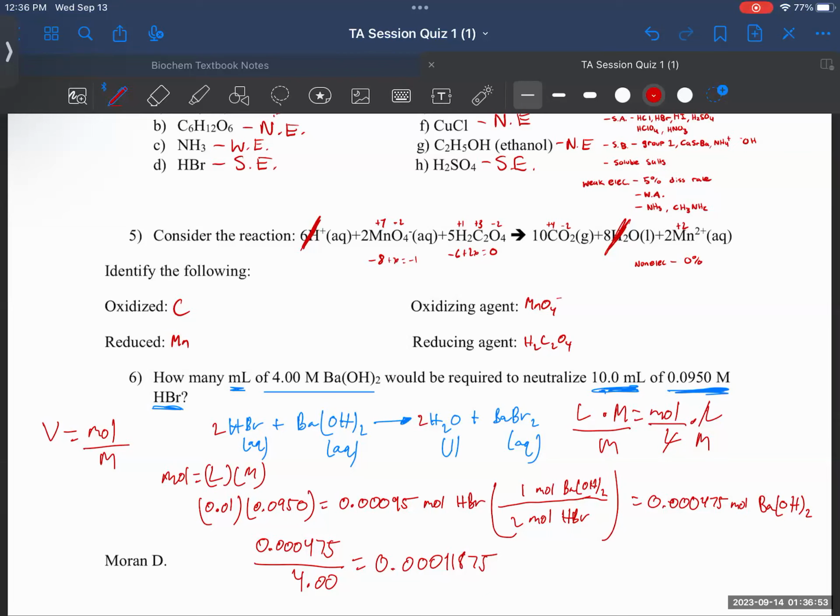But what are the units here? Liters. So we're done, right? We're done with the problem? No, because it's asking for milliliters and not liters. So what do we do to get from liters to milliliters? Times 1,000. For every 1 liter, there's 1,000 milliliters. Or a quick way to do it, you just move the decimal point to the right 3 times. So times 1,000, we will get 0.11875 milliliters, which is a very small amount of milliliters.